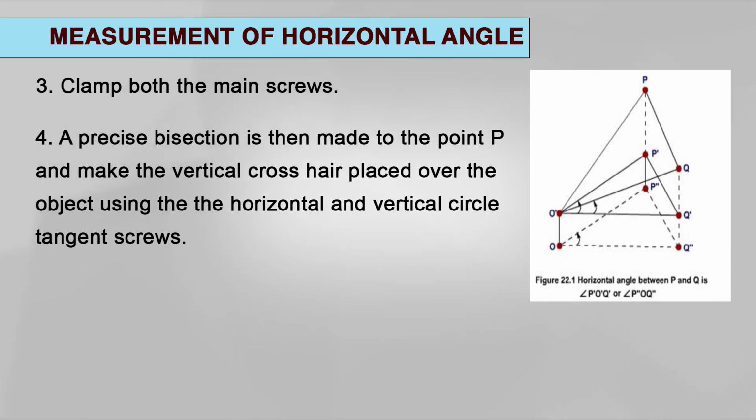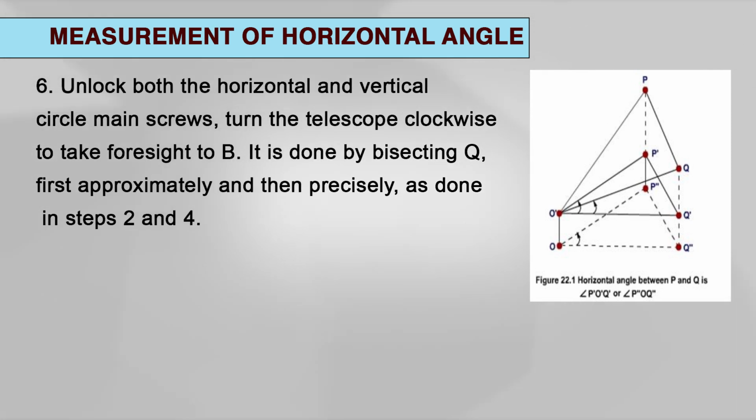A precise bisection is then made to point P, with the vertical crosshair placed over the object using the horizontal and vertical circle tangent screws. Make the initial value 0 degrees 0 minutes 0 seconds. The next step, unlock both the horizontal and vertical circle main screws and turn the telescope clockwise to take the foresight to Q. It is done by bisecting Q, first approximately, then precisely, as in the step we followed earlier.